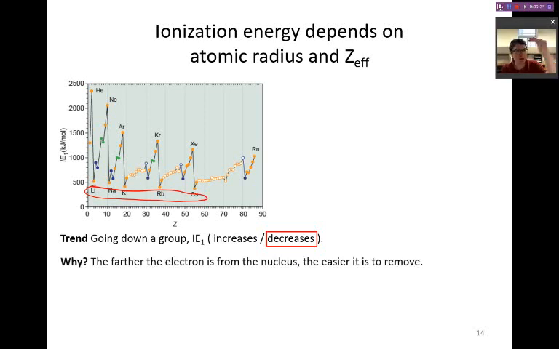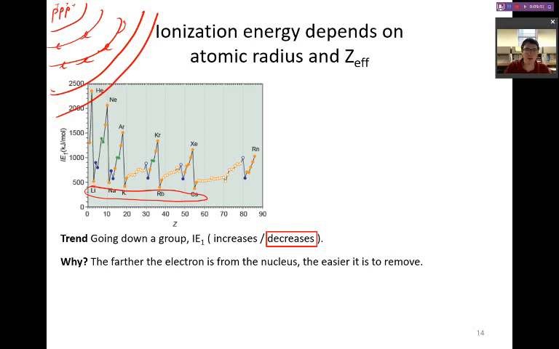Remember that as we go down a group, we're increasing the number of shells. So if we have our nucleus here with its protons and the electrons, as we increase the number of shells, those outer electrons are farther away from the nucleus. Because they have a larger distance between them and the nucleus, there is a lower attraction between them and the nucleus. So they're easier to pull off.